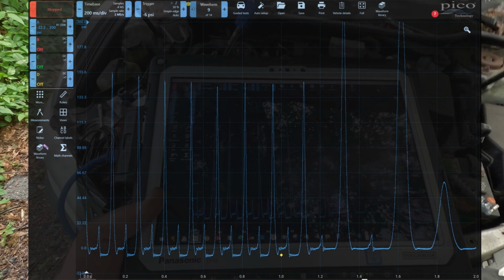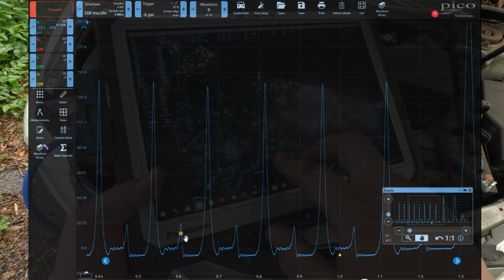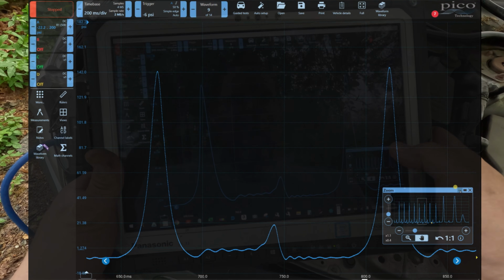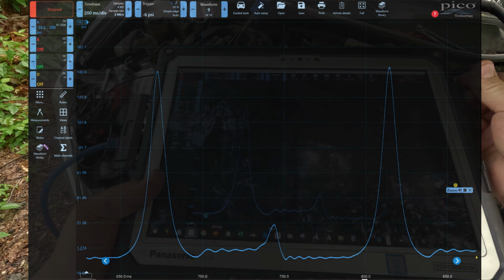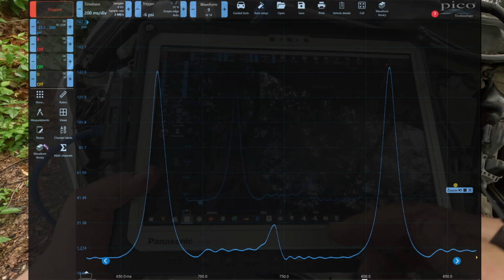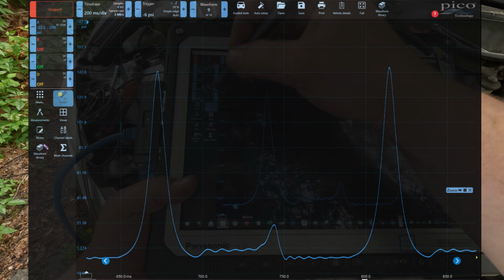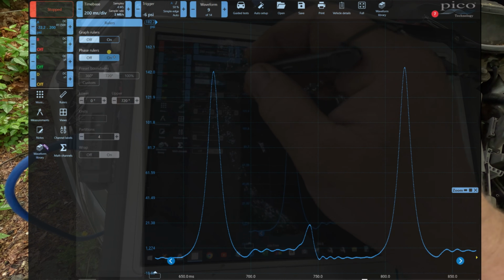Look at that. Alright, watch. The timing I think is off. Or it could be a phaser is off. You see this big spike here? That is in the exhaust. So let me get rulers. We're gonna get phase rulers.